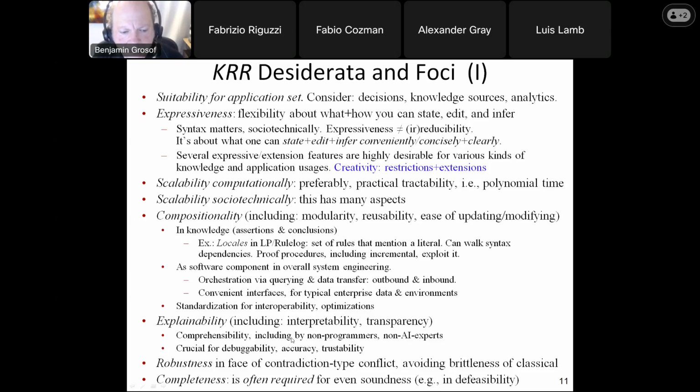It's important to have comprehensibility by non-programmers and people who are not AI experts. It's crucial to get to high accuracy by doing debugging and thereby get to trust. Robustness in the face of contradiction type conflict is important also because that tends to arise from several different causes, including human errors, underspecified shared context, and some other things. Completeness is often required for even soundness, for example, in defeasibility.